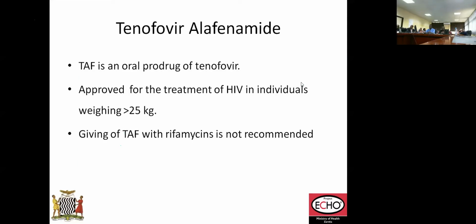Since I've introduced Tenofovir Alafenamide, TAF is an oral prodrug of Tenofovir. I'm sure you saw that from the polling question. It's approved for children for treatment of HIV in individuals weighing 25 kgs and above. Just a caveat there: giving TAF with rifamycin is not recommended. Next slide.